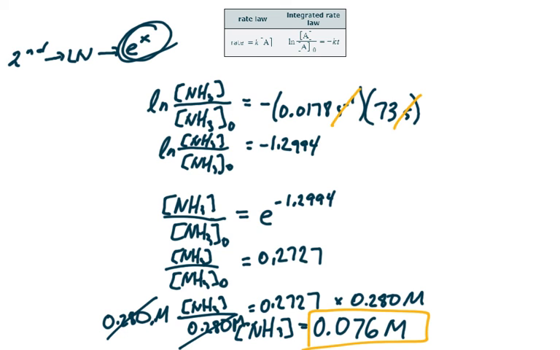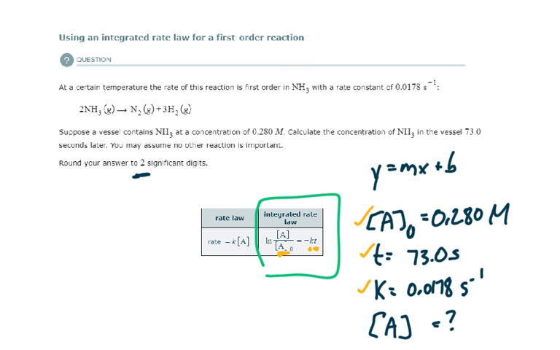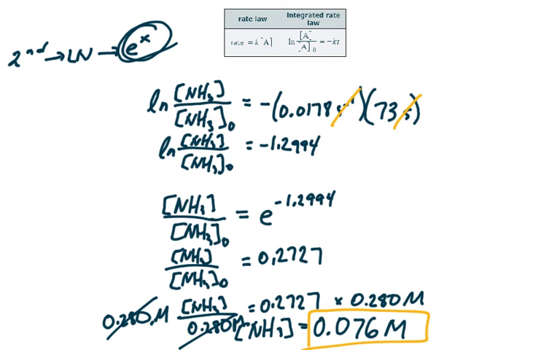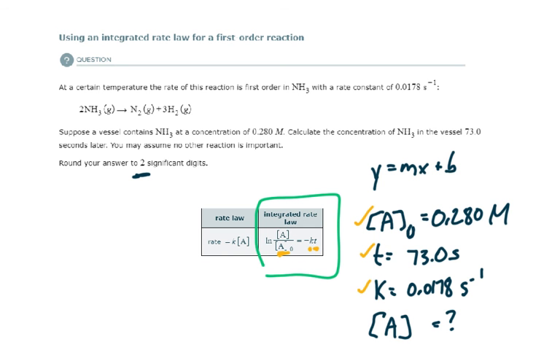Okay, now let's check. Is this concentration less than our initial? Initial was 0.280. This is 0.076. Yes, it is. So that's perfect. It should be. Okay, so we use the integrated rate law, but we have to make sure we use the correct integrated rate law. We need the integrated rate law for a first order reaction. We also need to always ensure that our unit of time is going to be in seconds. Why? Because we need it to cancel with the seconds in the units for k.